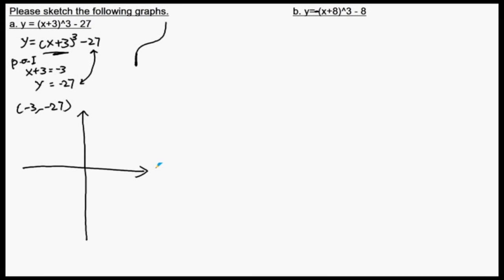Here are some example questions on sketching cubic equation graphs. Let's look at question A. I just rewrite the question here. We have y equals (x plus 3) cubed minus 27. From the equation we know the graph would have this shape.